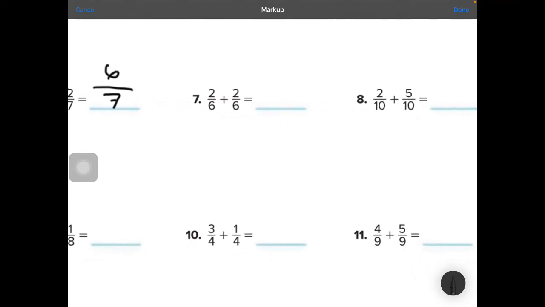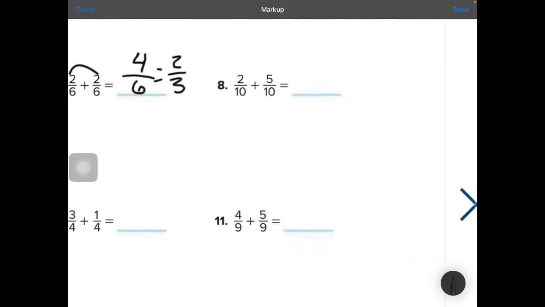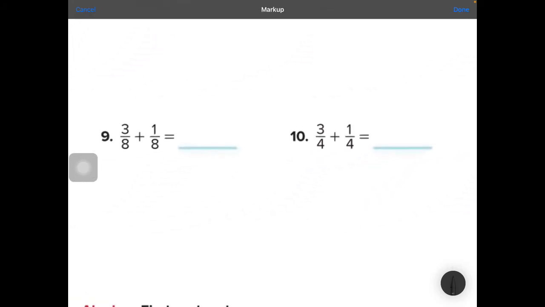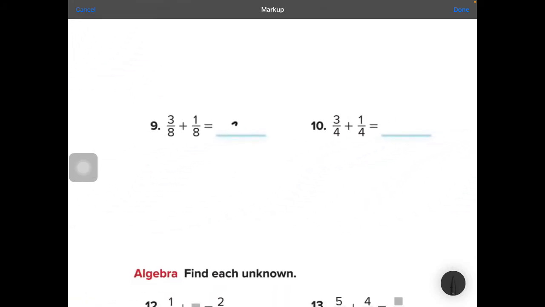Number 7, bring the denominator of 6 over, add 2 plus 2 equals 4. Oh, that can be simplified. I can simplify each of those and divide them each by 2, and that would be a 2 and a 3 when that's all said and done. Number 8, I have a 10 for the denominator, and then 2 plus 5 is 7, and I can't simplify that anymore. Number 9, the denominator is 8.